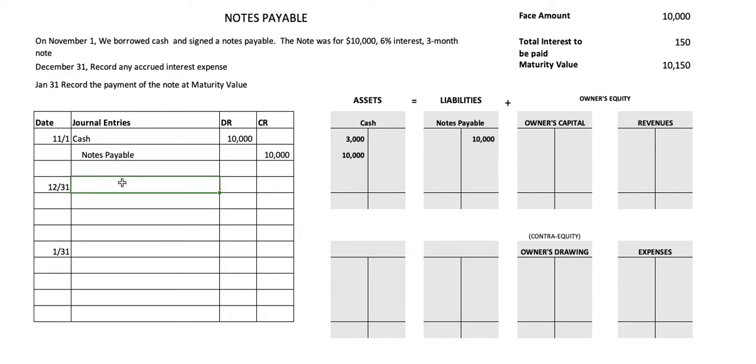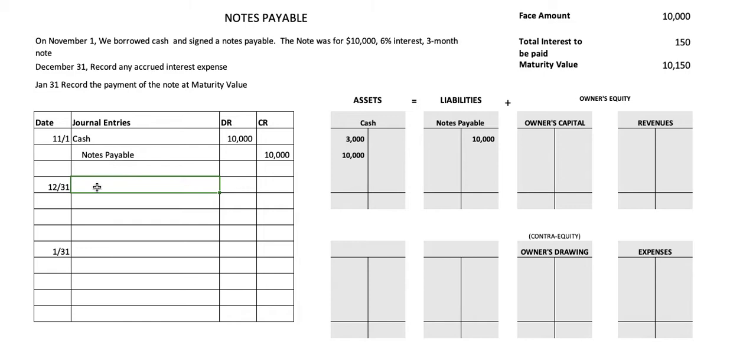Okay, so now we're going to look at the December 31st transaction. Now, nothing is due on the note until the end of January, but on December 31st, we have to make adjusting entries, and that's when we bring all of our revenue and expense accounts up to date. So at this point, we have to ask, have we accrued any interest expense? Does that mean has an expense happened even though we haven't paid for it? And the answer is yes. We have accrued 2 months. We owe 2 months worth of interest expense.